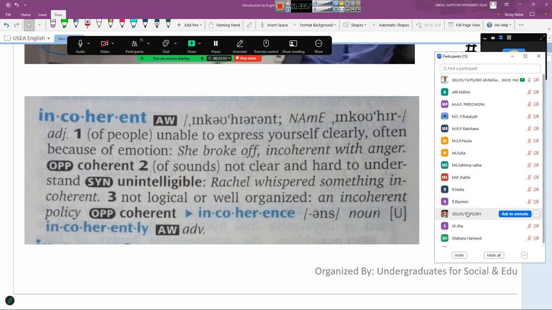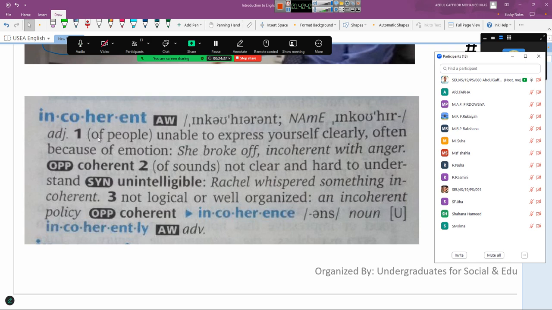Who is this SUIS 19 PS091? Are you in the meeting? I don't know who you are. PS091. What's your name? Hello? Am I audible? Jiha. Who is Jiha? Can you read this description of this one?